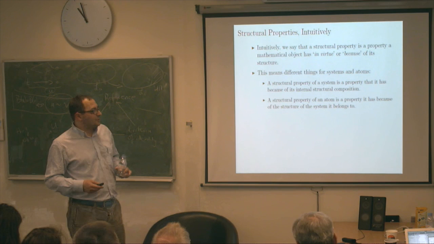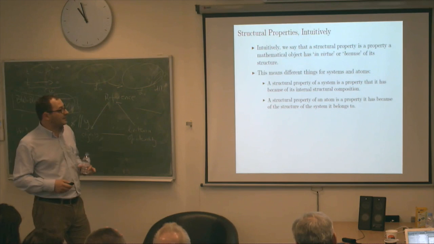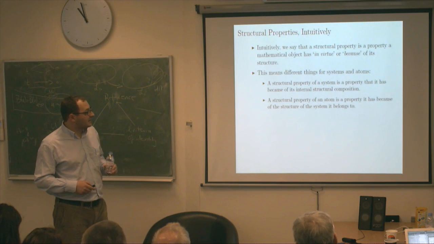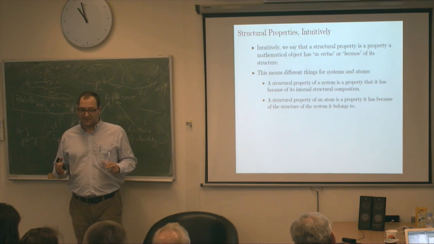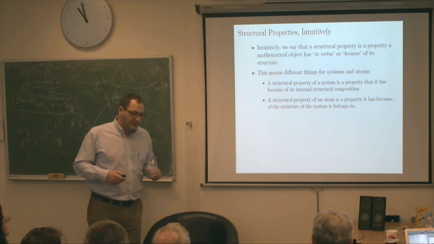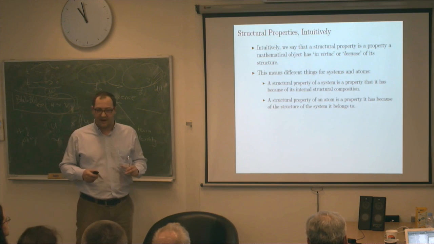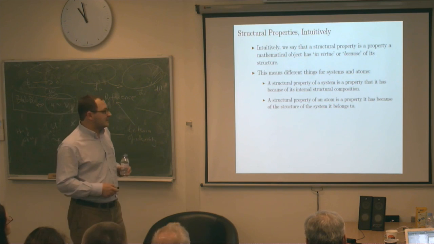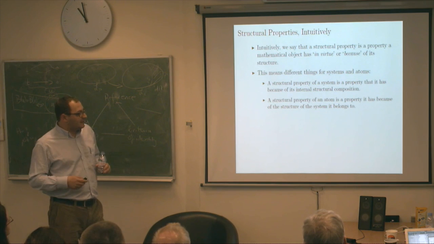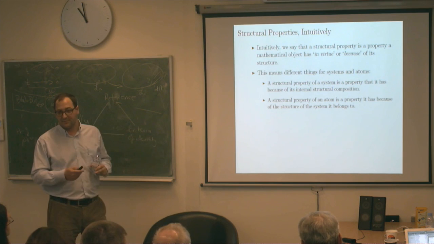And of course this means different things for systems and atoms. In the first case, we can say that a structural property of a system, that is, a structured object, is a property that the system has because of its internal structural composition. So think again of graphs, for instance. The property of having a certain number of edges or being a complete graph says something about the internal composition of the graph. And in the case of atoms, we would say that a structural property is a property an object has because of the relational structure, or the contextual structure, that the atom has with respect to the other objects in that system.